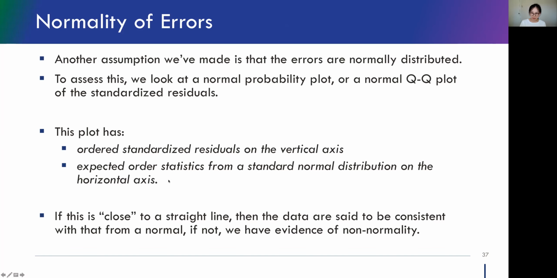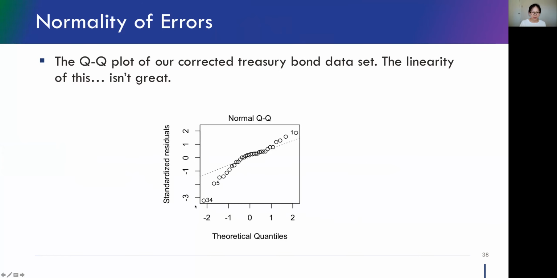You'll see an example of this QQ plot real quick. The way we evaluate the QQ plot is that if it is close to a straight line, then the data are said to be consistent with data from a normal distribution. If not, we have evidence of non-normality. A very quick example here.